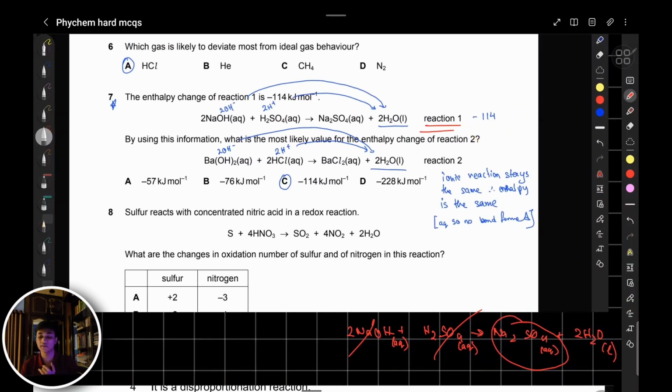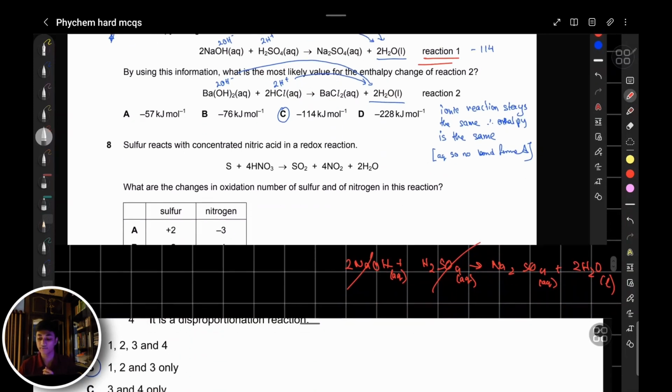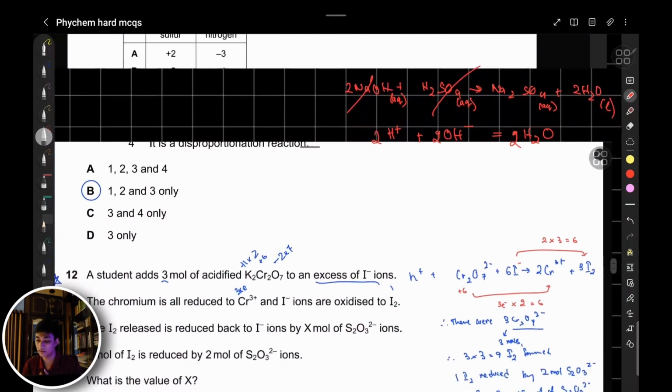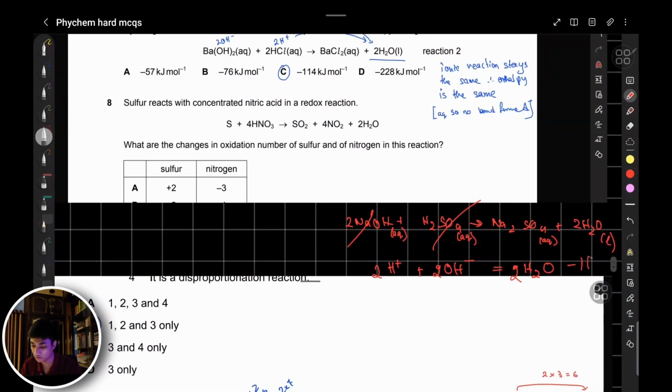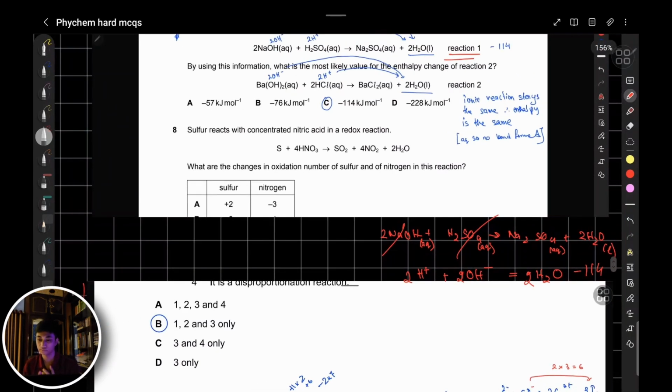This minus 114 is actually the enthalpy change for forming the water molecules, for forming 2 moles of water molecules, where the ionic equation is H plus OH minus, giving you H2O. Since 2 moles, you can just do this, and you're going to have an enthalpy change of minus 114. So this is the main equation.